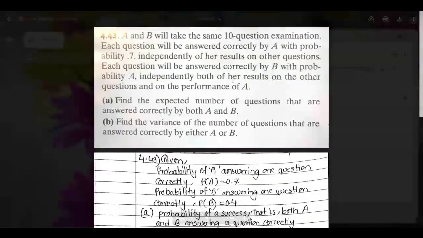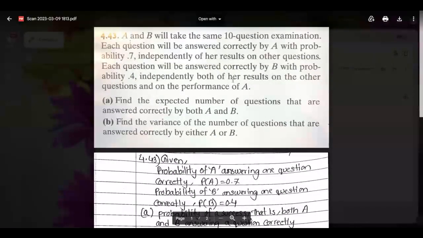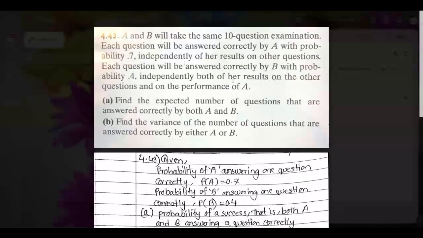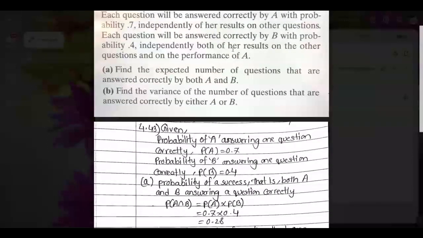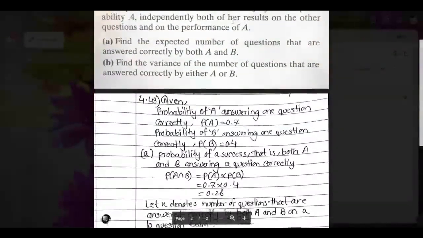Okay, so I'm presenting question 43. A and B will take the same 10 question examination. Each question will be answered correctly by A with probability 0.7 independently of her results on other questions. Each question will be answered correctly by B with probability 0.4 independently both of her results on the other questions and on the performance of A. Find the expected number of questions that are answered correctly by both A and B. Find the variance of the number of questions that are answered correctly by either A or B.